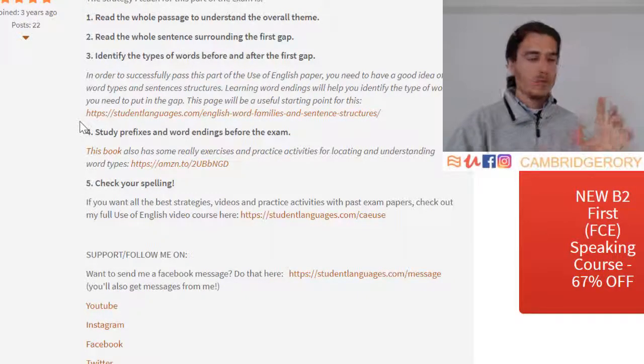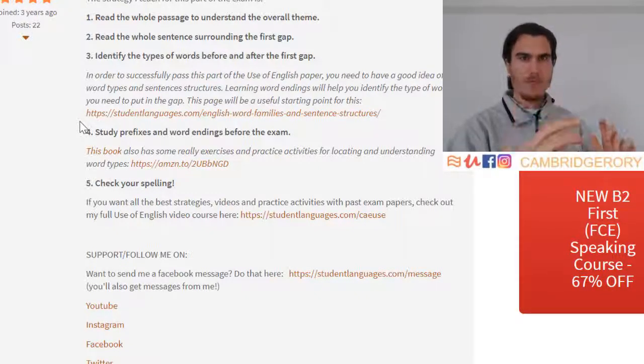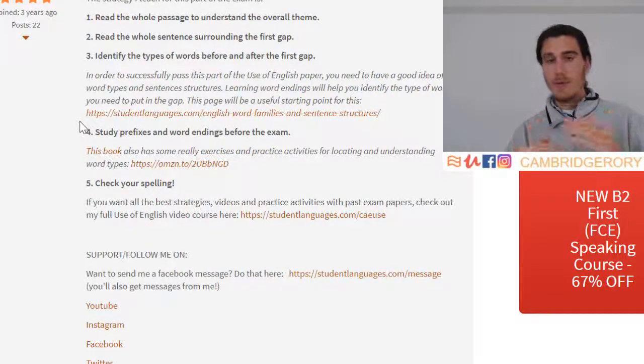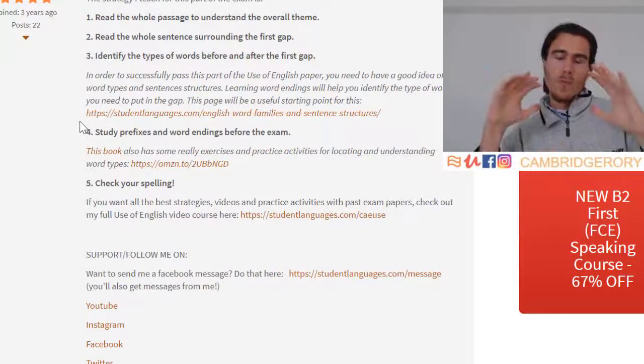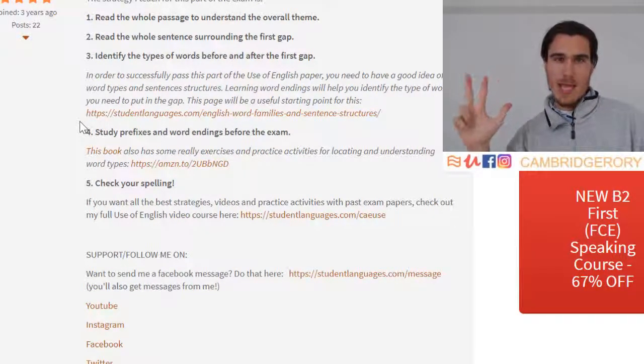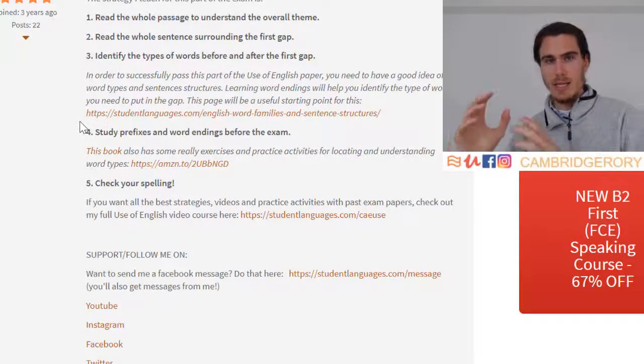Number 2, you should find the first gap and then read the whole sentence surrounding the first gap. You can ignore the example. There is always an example at the top, so don't waste time answering that in the exam. Just find the first question and then read the whole sentence, because step number 3 is to identify the words or the types of words that are before and after the gap.